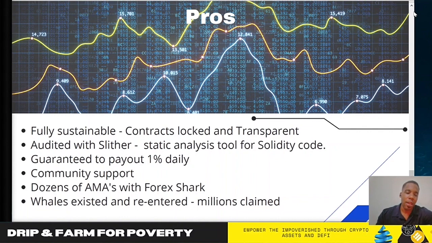So he's very open about his vision and long-term sustainability of the project. And lastly, within the last couple of months, whales have already exited and re-entered, and there have been millions of dollars claimed. So people that got in early for the pre-sale have made tons of money, but they have already reinvested a lot of that capital. In addition to their downlines that they support, people have made hundreds of thousands from them as well.